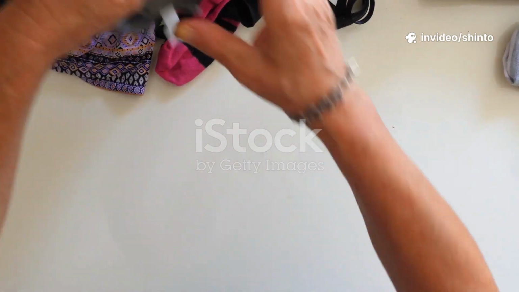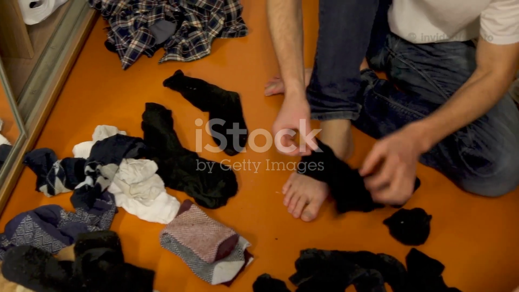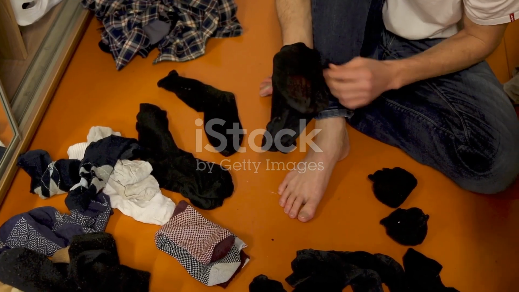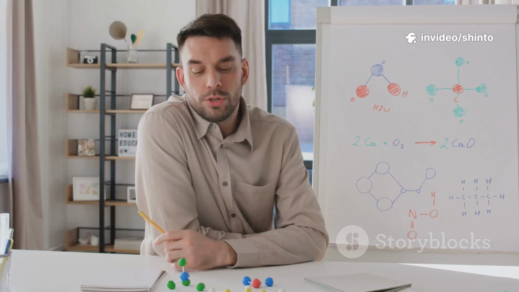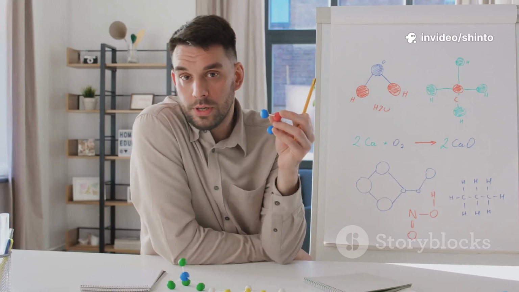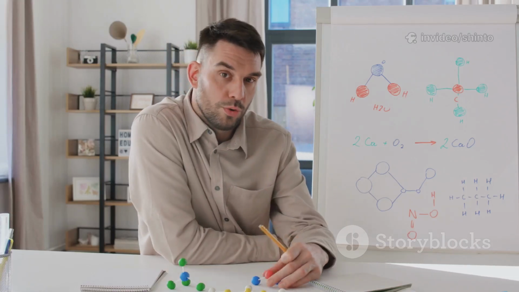You don't tell the machine which socks are which, but you want it to group them into piles, maybe by color, size, or pattern. That's clustering. And one of the coolest ways to do it is called k-means. Now, with k-means, you pick a number, let's call it k, for how many clusters you want.